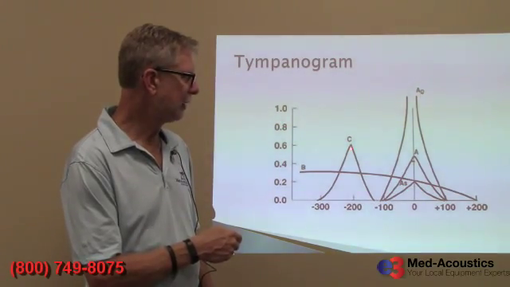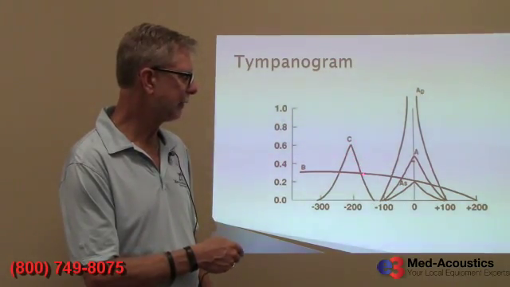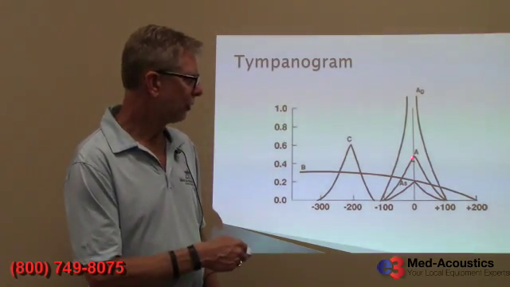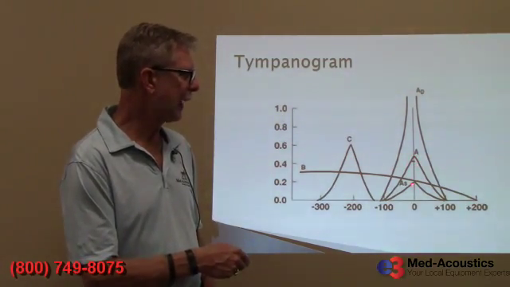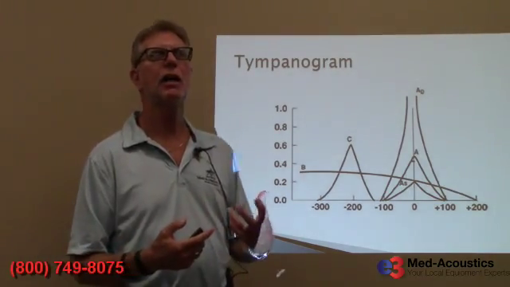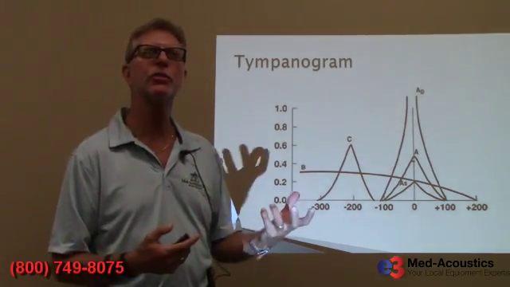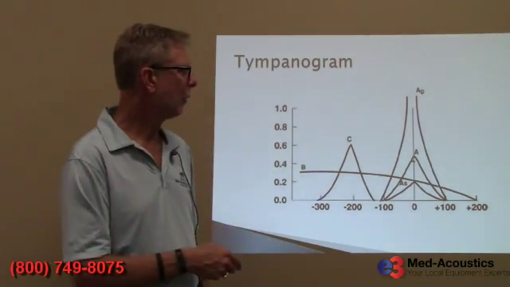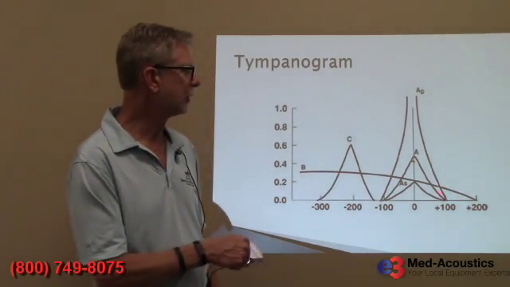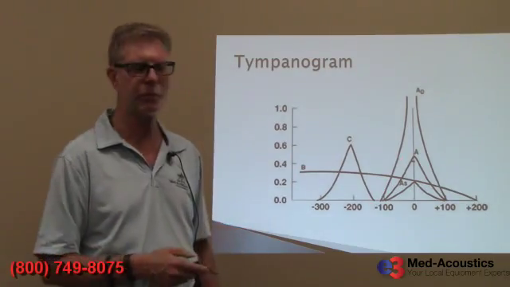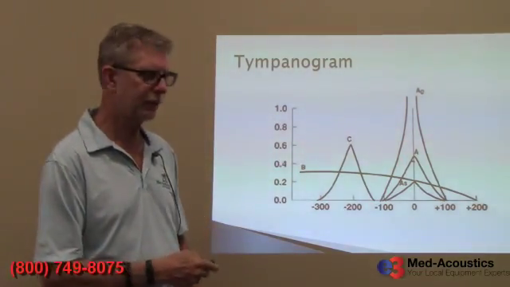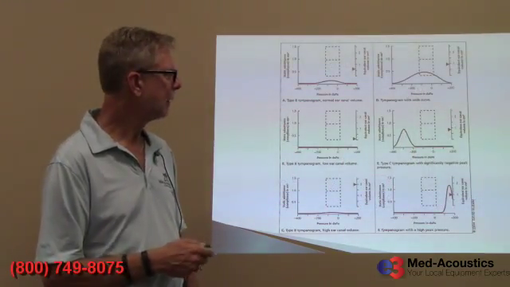It could eventually lead into a type B tympanogram. Of course, you have a type A that is normal, and A sub S might be otosclerosis, right? A stiffening of the ossicular chain, or you could have an ossicular discontinuity with an A sub D. Okay? It's very good to know these different groupings.